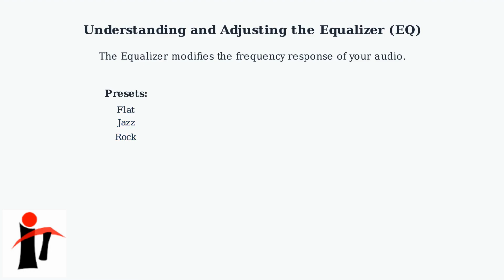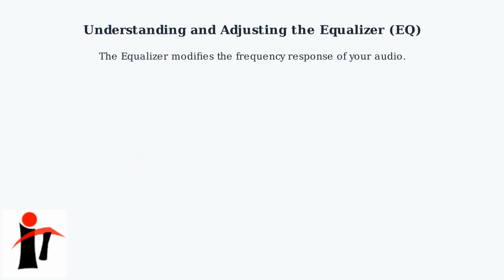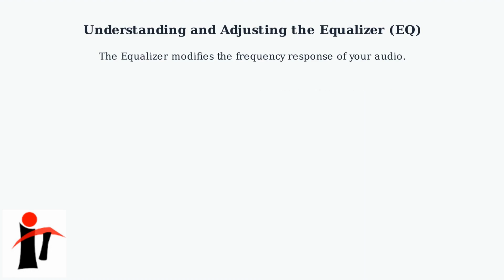Tesla offers presets like flat, jazz, and rock, or manual sliders for custom adjustments. Bass controls low frequencies from 20 to 250 Hz. Mids handle vocals between 250 Hz and 4 kHz, and treble enhances highs above 4 kHz. Use the sliders to adjust each band from -12 decibels to +12 decibels to your preference.